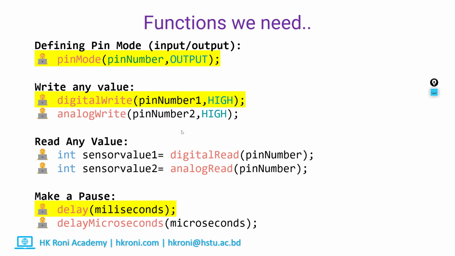Another function we need to use for this program is delay. It is used to make a pause in the program. The delay takes milliseconds as input. That means if you want to make a delay of 1 second, you will have to put 1000 milliseconds here. So I think you got the idea of these functions. Let's jump into the programming.